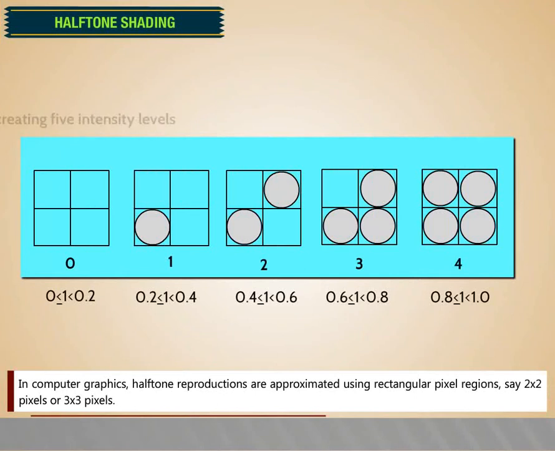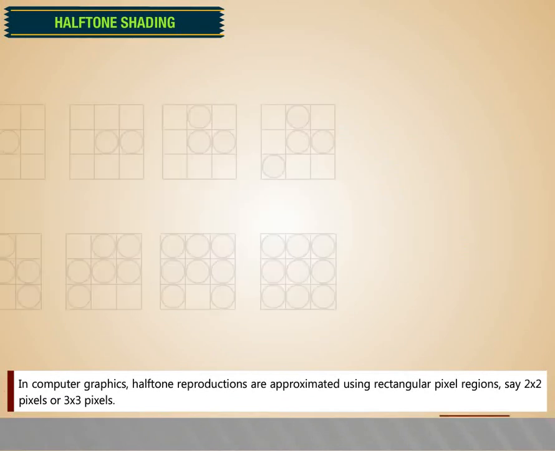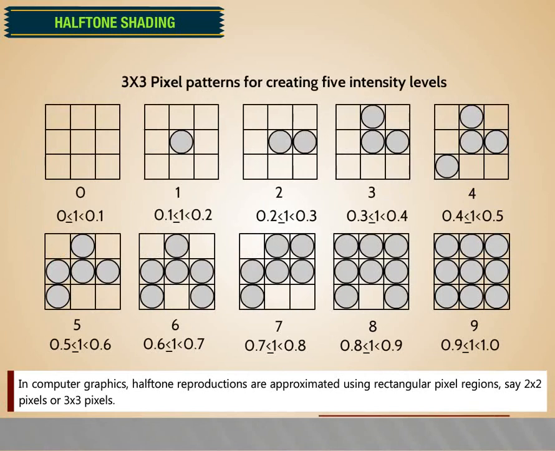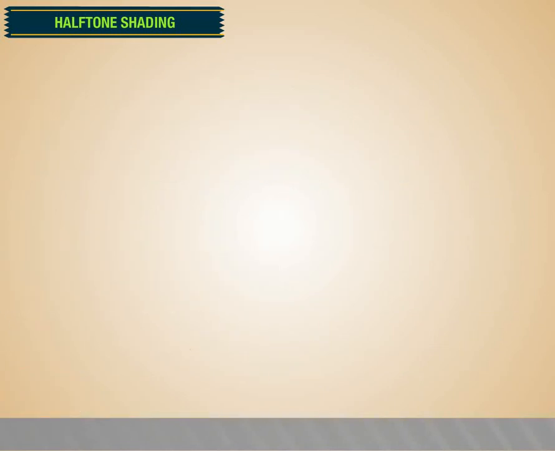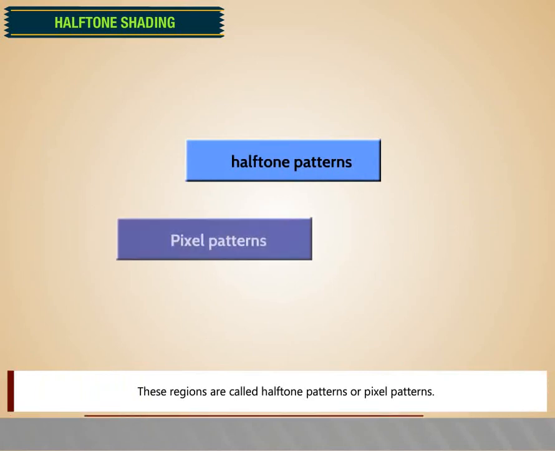In computer graphics, half-tone reproductions are approximated using rectangular pixel regions, say 2 by 2 pixels or 3 by 3 pixels. These regions are called half-tone patterns or pixel patterns.